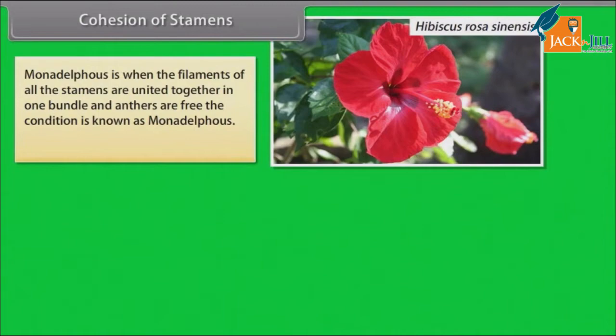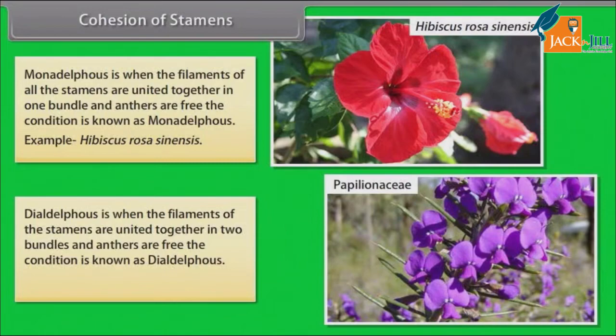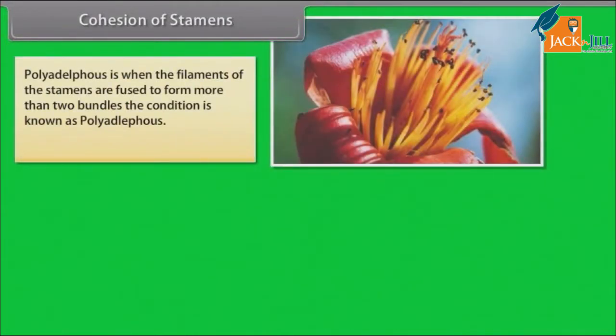Monadelphous is when the filaments of all stamens are united together in one bundle and the anthers are free. The condition is known as monadelphous. Example: Hibiscus rosa-sinensis. Diadelphous is when the filaments are united in two bundles and anthers are free. Example: Papilionaceae. Polyadelphous is when the filaments are fused to form more than two bundles. Example: citrus.